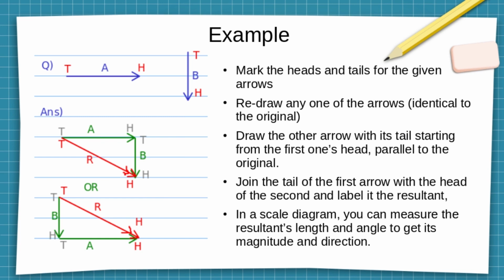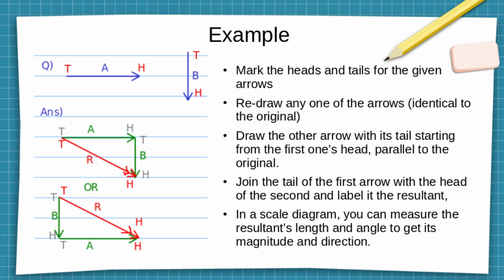In this example, you've been asked to draw the resultant of the individual vectors A and B. Step 1 would be you mark the head and the tail for both vectors A and B. Step 2 would be you'd redraw any of those two vectors. So in the first case, I've drawn vector A first, and then I've marked the tail and the head in gray. Then I take vector B, and starting from the head of vector A, I start drawing vector B.